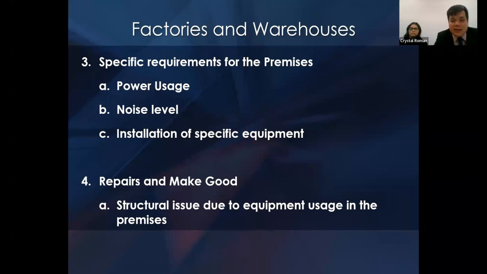And the last issue that I would like to touch on is the repair and make good for factories and warehouses, which is a bit different from the usual lease, because the nature of the tenant installation in the premises is different. For example, for a warehouse, the tenant might install racking or shelving units with dyna bolts, which means that the shelving units are secured to the concrete floor.